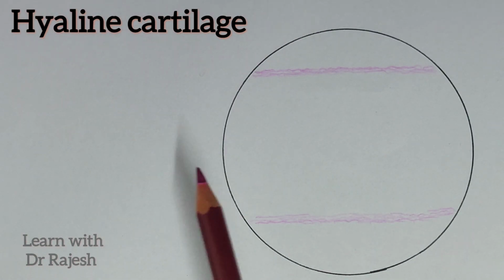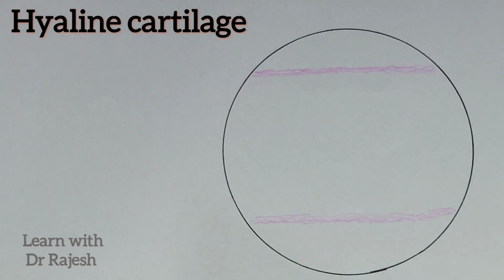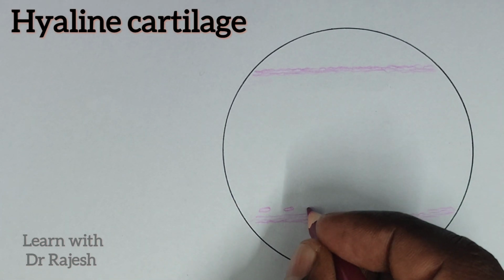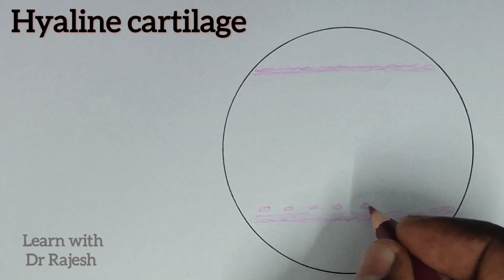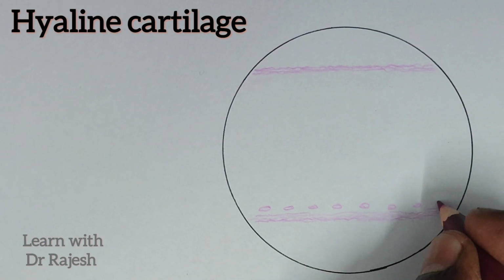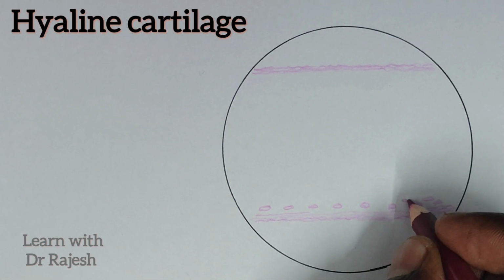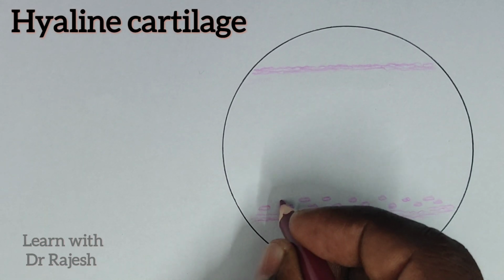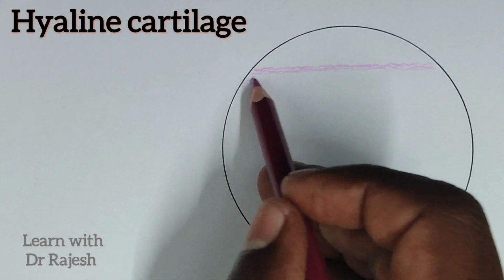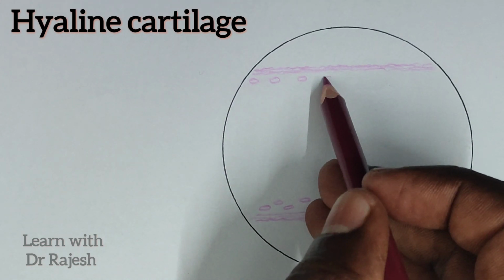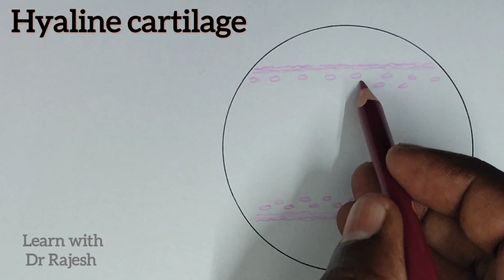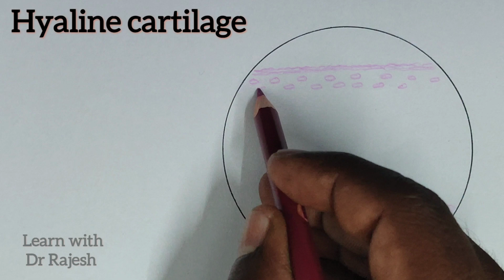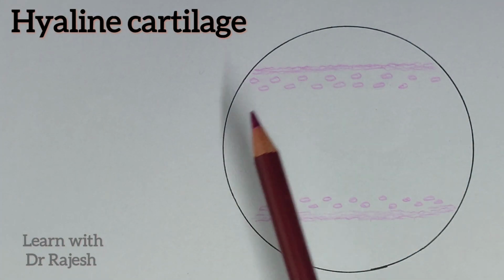Deep to the fibrous perichondrium there will be cellular perichondrium. So this is how the cells of the cellular perichondrium appear. These are placed in a horizontal fashion. These perichondrium cells are nothing but the chondroblast cells. These chondroblast cells are the main cells responsible for the growth of the cartilage. We can draw one or two layers of these chondroblast cells, which are elliptical in shape, and inside we can fill in the cytoplasm, and later on we can place the nucleus in the center.